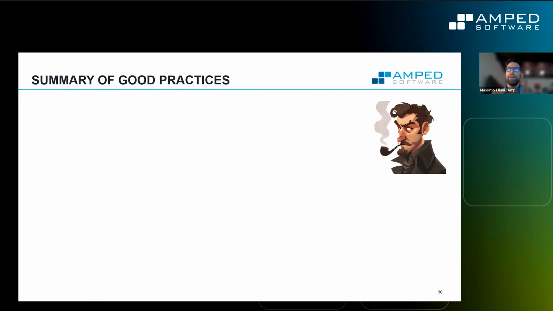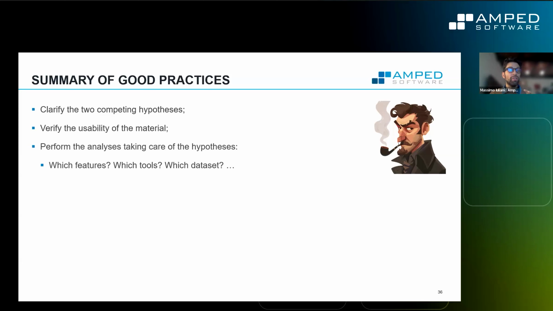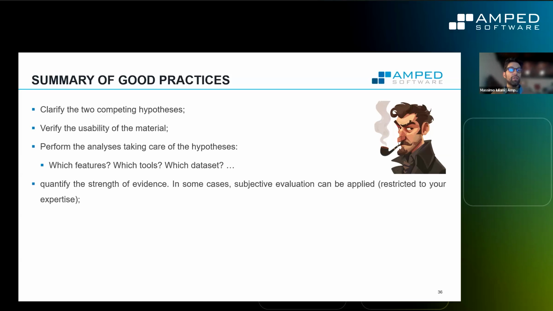So just to summarize, which are the good practices here? First, clarify the two competing hypotheses. They are fundamental. You have seen that in every consideration that we made, the two hypotheses are required to decide which is the right test to do and which is the right interpretation of the finding. Verify the usability of the material, like in the car example. And based on the hypotheses, then we decide which features, if they are reliable, and which tools, if the tools are trained on a reliable data set, like the example of the speaker verification system trained on Italians and tested on Chinese people. And then we can quantify the strength of evidence.